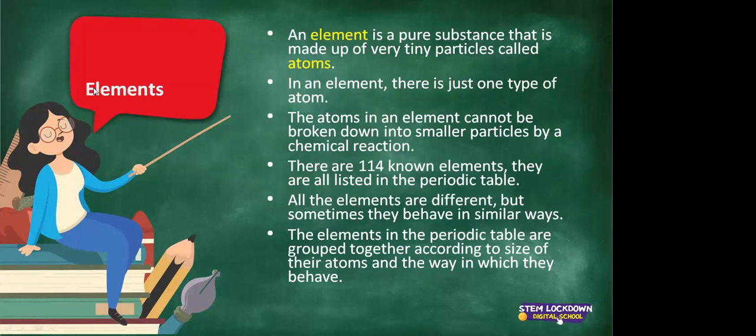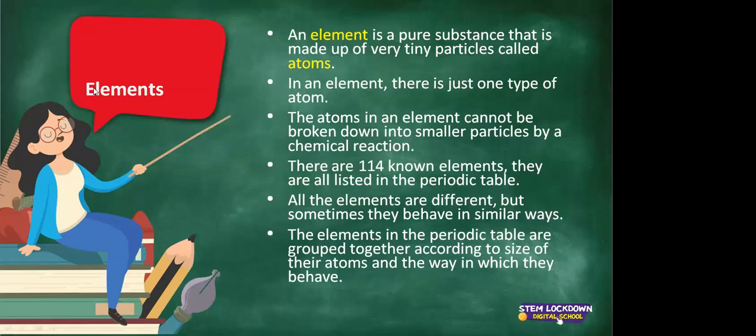An element is a pure substance that is made up of very tiny particles called atoms. So a group of similar atoms will obviously form an element. So in an element, there's just one type of atom. The atoms in an element cannot be broken down into smaller particles by a chemical reaction. So once an element is formed, it cannot be broken down. An element will remain an element.